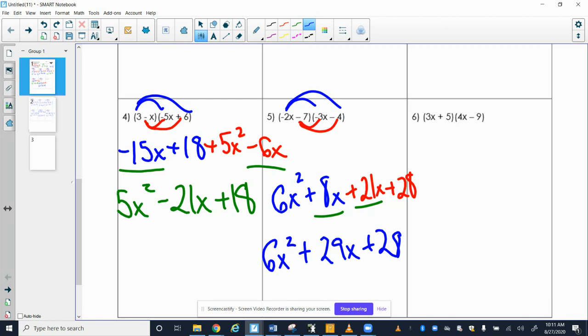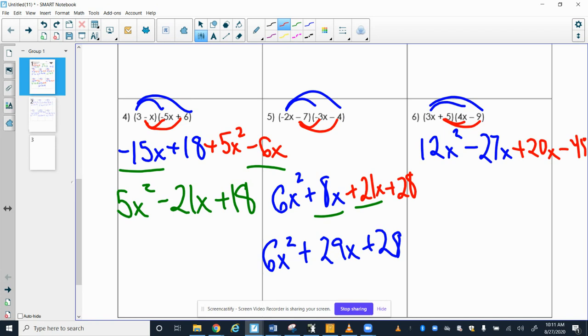Why don't you guys try to do number 6 before, and then we'll check our answer and see how we did. All right, let's see how we did. So multiply the 3 to both. So 3x times 4x, that'd be 12x squared. 3x times negative 9, minus 27x. And we're going to multiply the 5 to both. 5 times 4x, plus 20x. 5 times negative 9, minus 45.